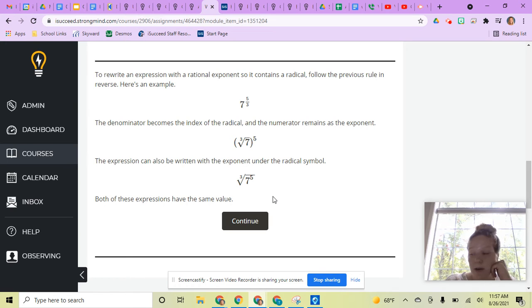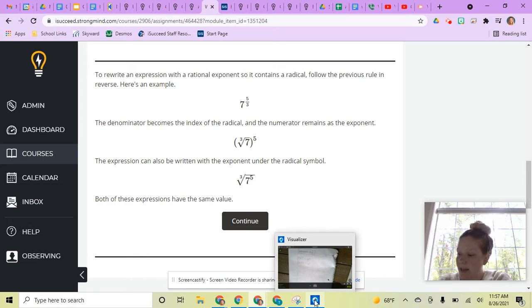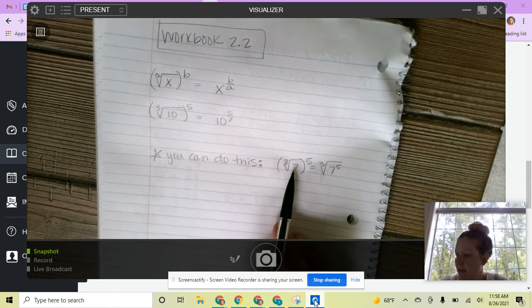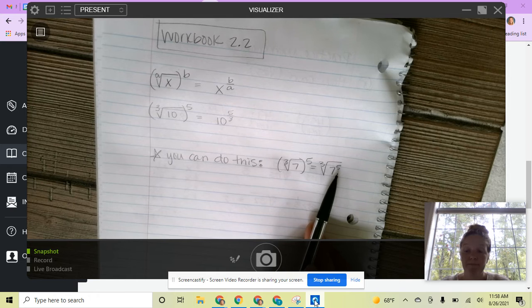That's something I want us to put in our notes real quick, because sometimes it'll be handy to put the exponent under the radical, and sometimes you'll want to pull it out, and we need to know that we can do that. I'm going to jot that down in our notes. I'm just going to put a little star and say, you can do this, so you remember that you can put that exponent under the radical symbol if you want to. I'll show you what I just did. I just wrote down that this is something you can do. You can take that 5 and put it under the radical symbol if you want to.